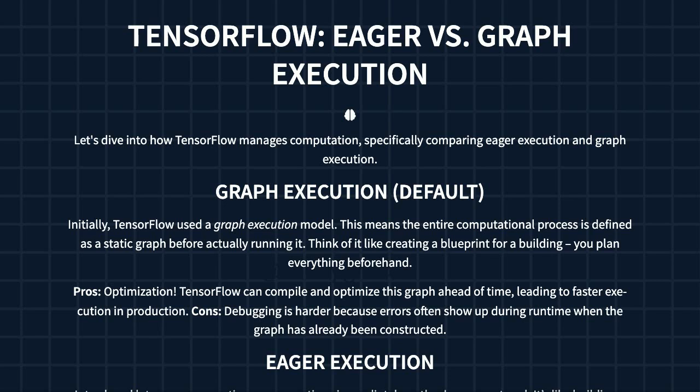Then came eager execution, which is like building with Legos as you go. You see what's happening instantly and can fix mistakes right away. It's much easier to debug, but it can be a little slower. Now TensorFlow defaults to eager execution for the best user experience, but you can still use graph execution in specific parts of your code if you need maximum performance. It's all about choosing the right tool for the job.